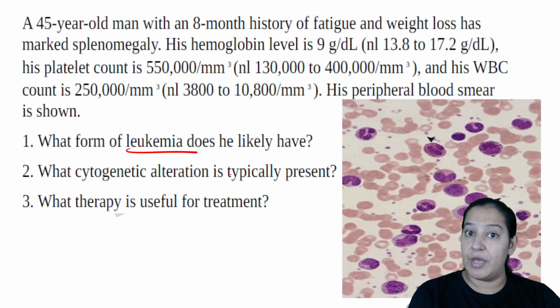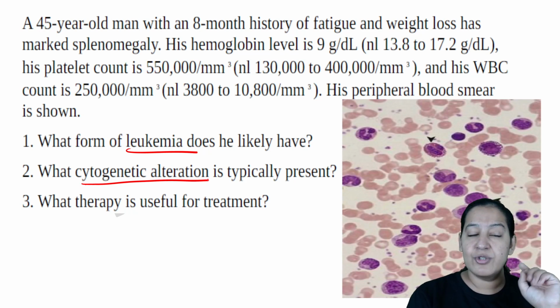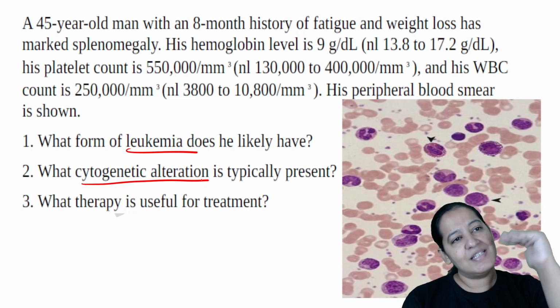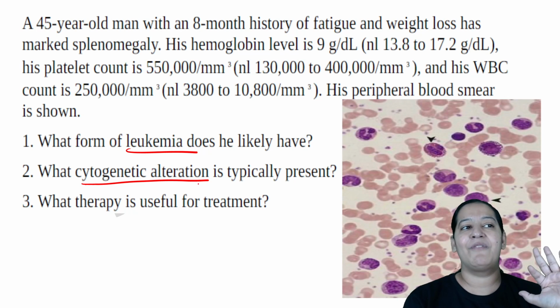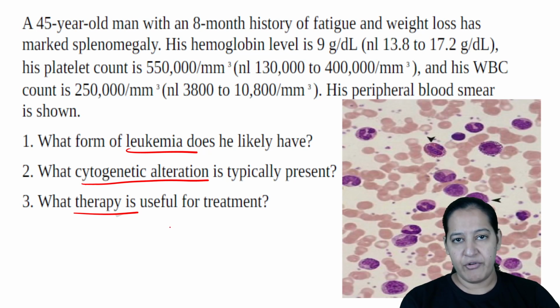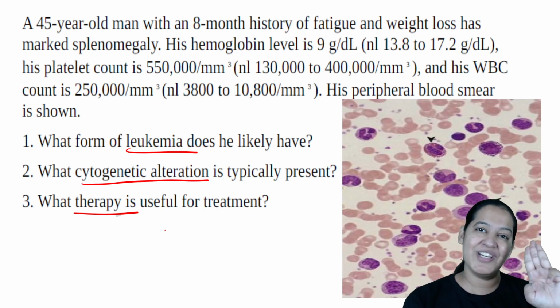Which type of leukemia is it? Again, it is a leukemia, but which type of leukemia? What is the cytogenetic mutation in this type of leukemia? First, make the diagnosis. Then tell me what the cytogenetic alteration is in this type of leukemia. What therapy will you offer the patient? What treatment will you offer the patient? Name the specific drug. So 3 questions, 3 answers.